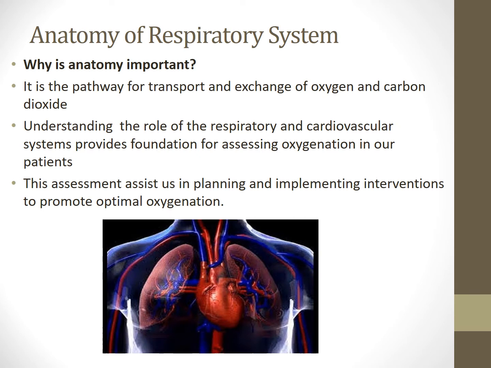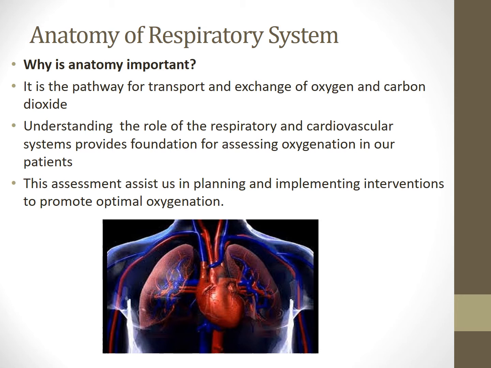So when we think about the anatomy of our respiratory system, we want to ask ourselves, why is this important? Basically, it is the pathway for transport and exchange of oxygen and carbon dioxide. If we understand the role of our respiratory and cardiovascular systems, we have a better foundation for understanding and assessing oxygenation in our patients. This assessment can assist us in planning and determining what interventions we are going to want to promote for optimal oxygenation.